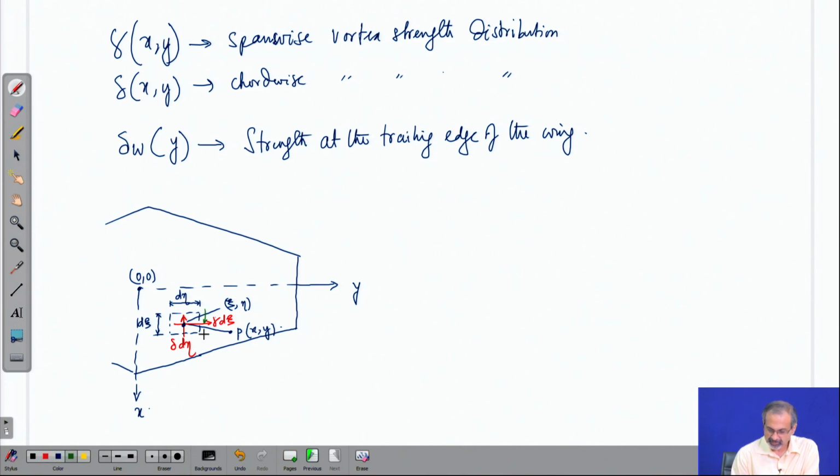Further, we mark the angle theta, which the vector connecting the point xi eta and x y makes with the y axis. So, based on these details, you can work out what will be the total downwash at the field point x y using the Biot-Savart law.